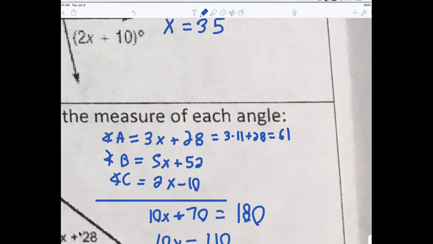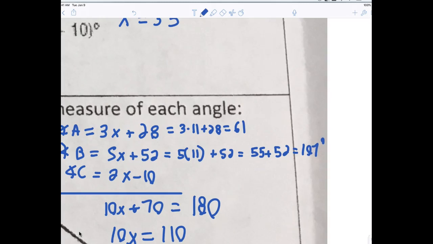Now we're doing angle B. Put it right there. Angle B equals 5 times 11 plus 52, equals 55 plus 52. That equals 107.